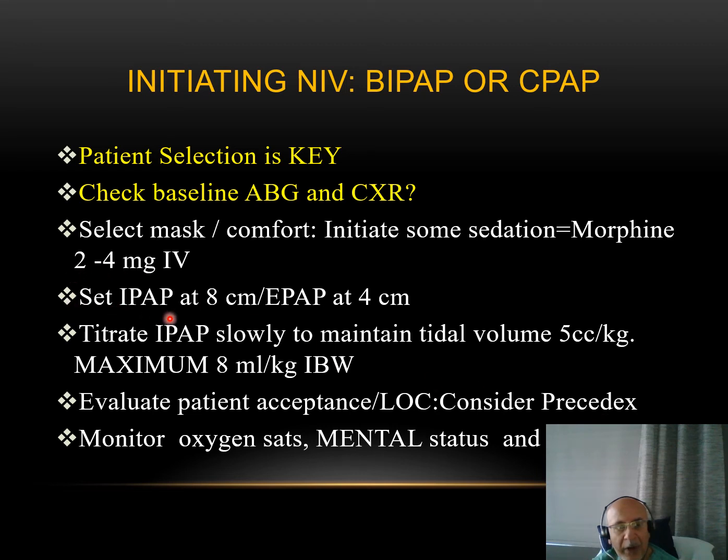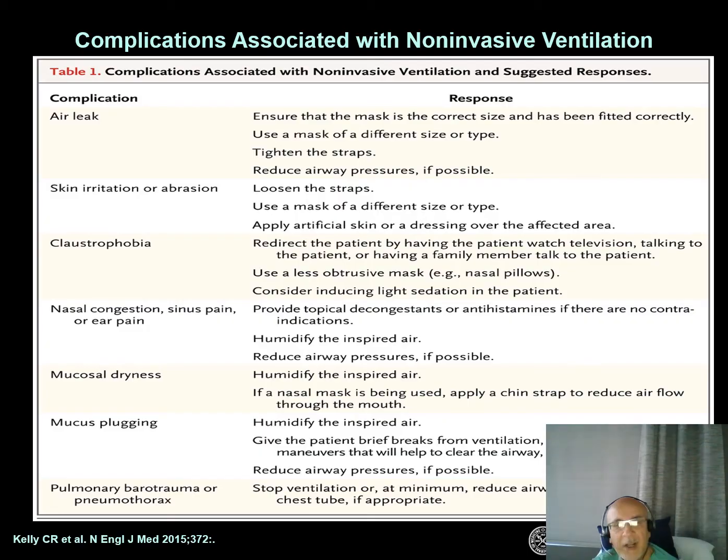Initially set the IPAP at 8 centimeters, EPAP at 4 centimeters, titrate the IPAP to maintain a tidal volume of 5 to 7 cc's per kilogram ideal body weight. Do not exceed a tidal volume over 9 milliliters per kilogram, as this will risk lung injury, which we know from our ARDS data. Consider Precedex to accommodate the patient and monitor the patient's mental status.